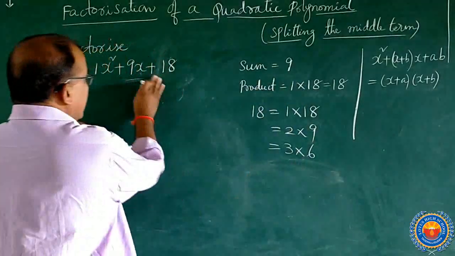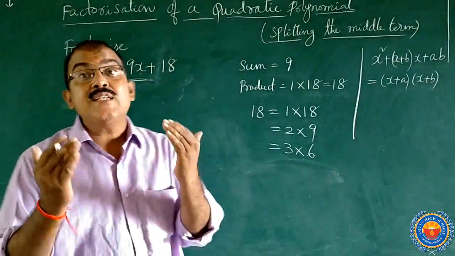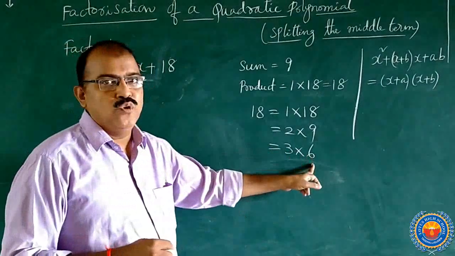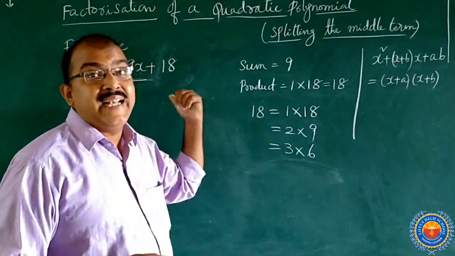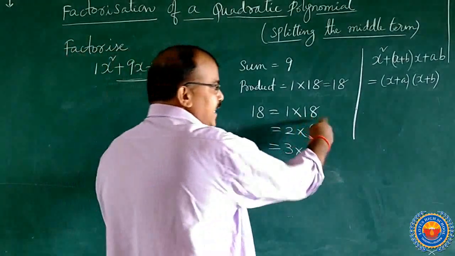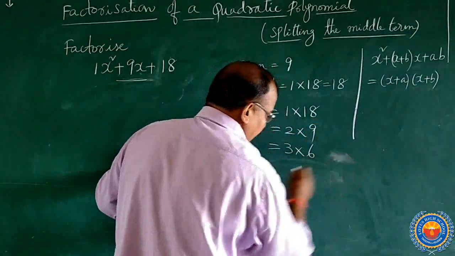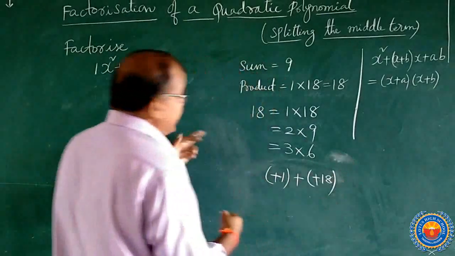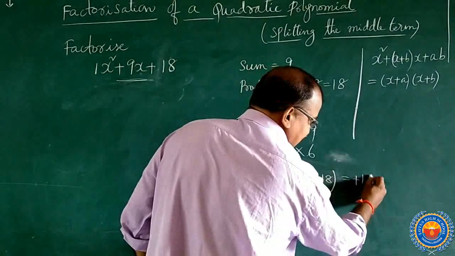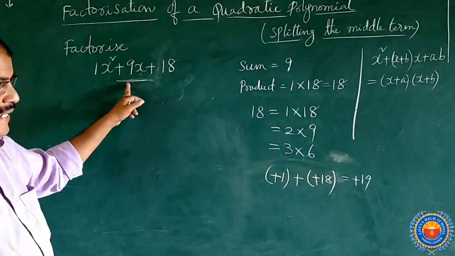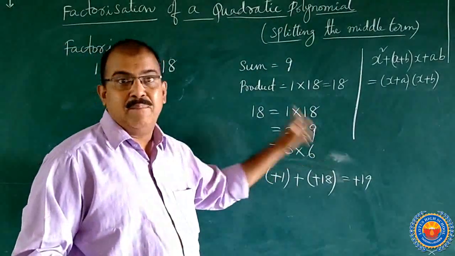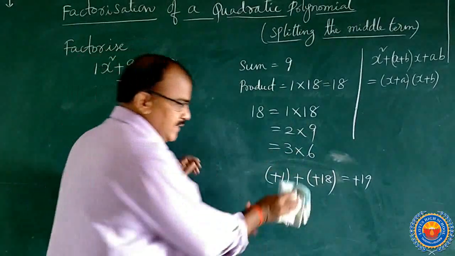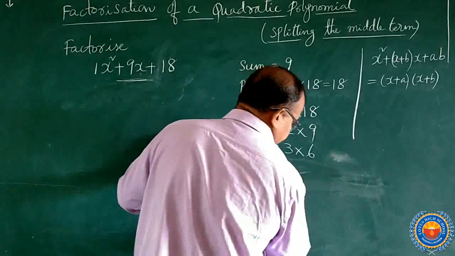For this 9x, which pair is suitable? If you add these two, you should get 9x. If I add plus 1 and plus 18, that is plus 19. Yes, it is not matching. Here plus 2 plus 9 is plus 11. That's why plus 3 plus 6 is matching, so I am taking this one.